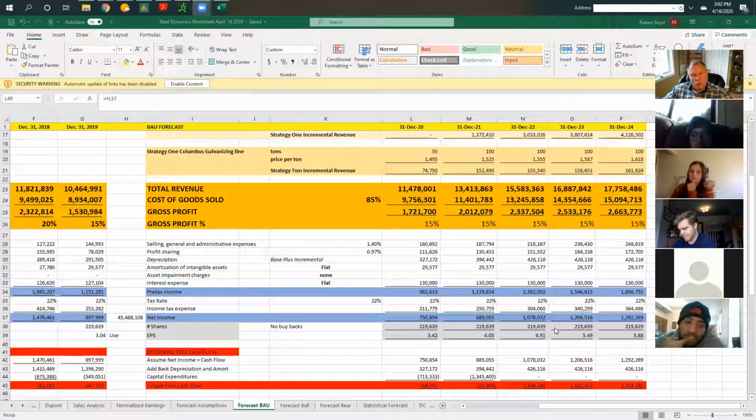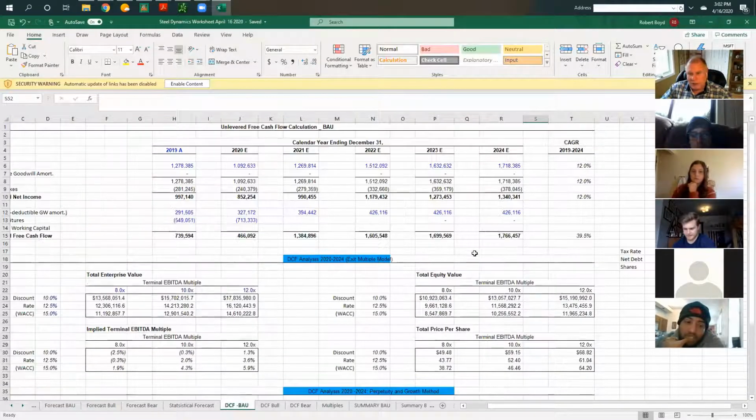Okay, so we want to do this valuation independently, and when we do it, we use an approach called the discounted cash flow model.